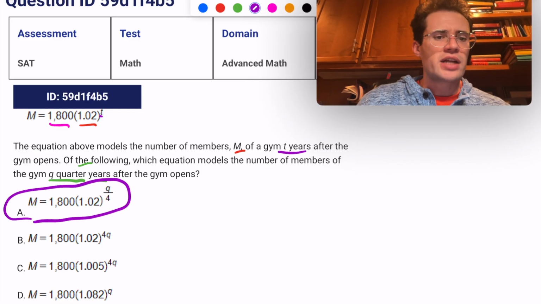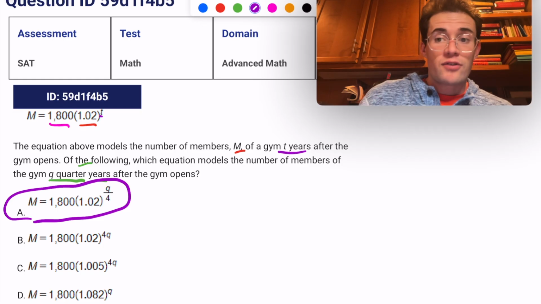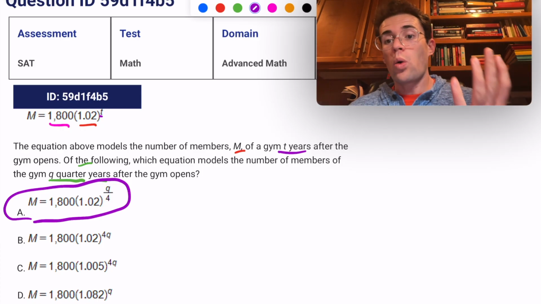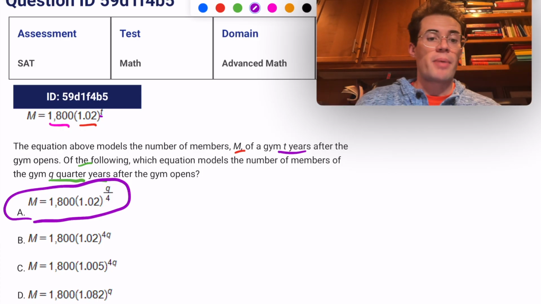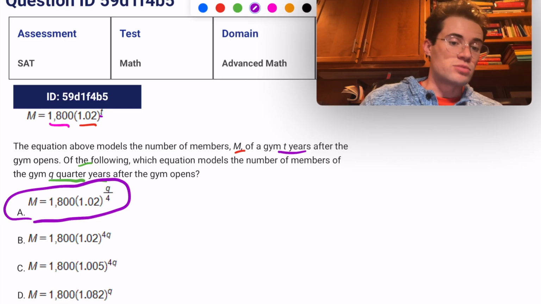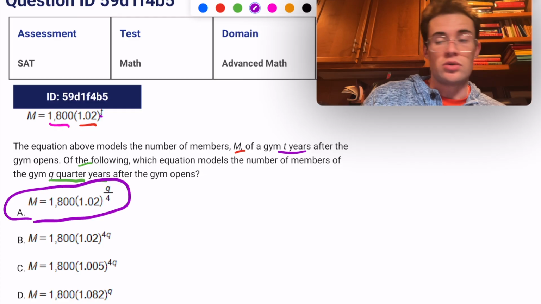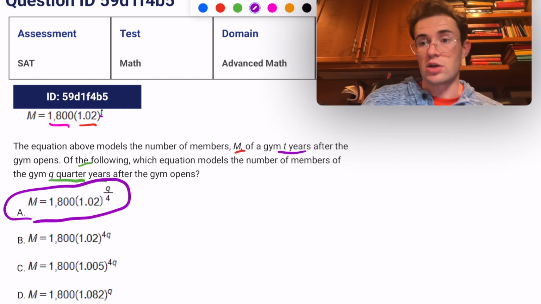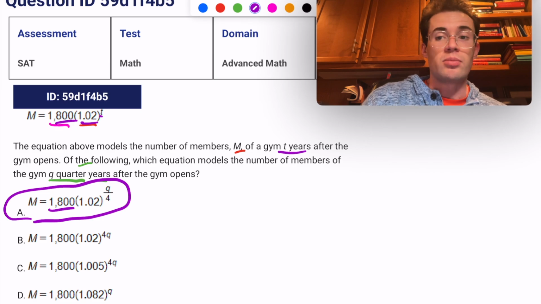And just think of it logically. Okay, so if you went from 0 years to 1 year, then t would go from 0 to 1. From 0 years to 1 year, how many quarters pass? That would be 4 quarters. So it'd go up by 4. So you make the q go from 0 to 4. 0 fourths is the same as just 0. And then it would go up to 4 fourths. 4 fourths is equal to 1. So it's the same. Otherwise, you have the 1800 times 1.02, and it would be to the first power.